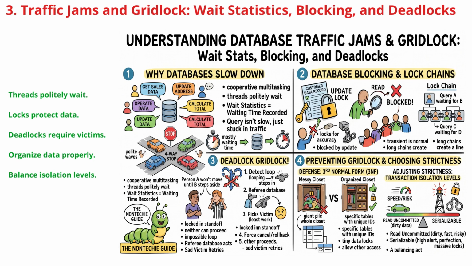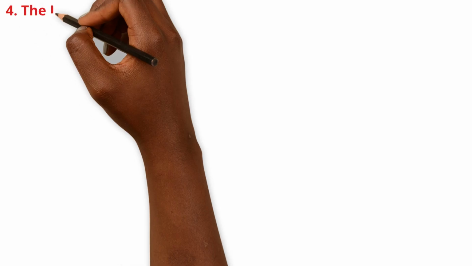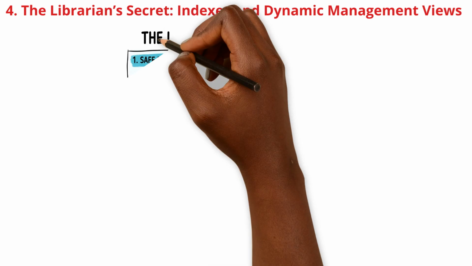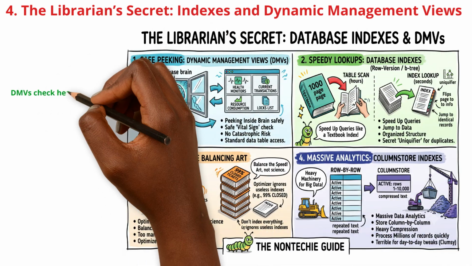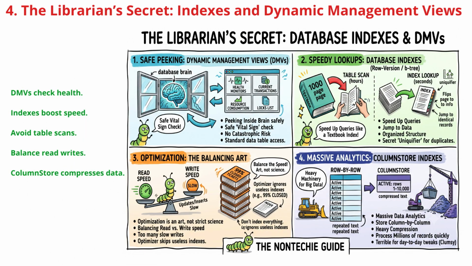You can prevent this gridlock by keeping your data neatly organized in separate tables, like a tidy closet, and balancing your transaction isolation levels. Ever wondered how a database stays healthy and lightning fast? It starts with peering inside safely using dynamic management views, or DMVs. Think of DMVs as virtual, read-only dashboards that let administrators check vital signs, like current transactions and resource consumption, without risking a system crash.